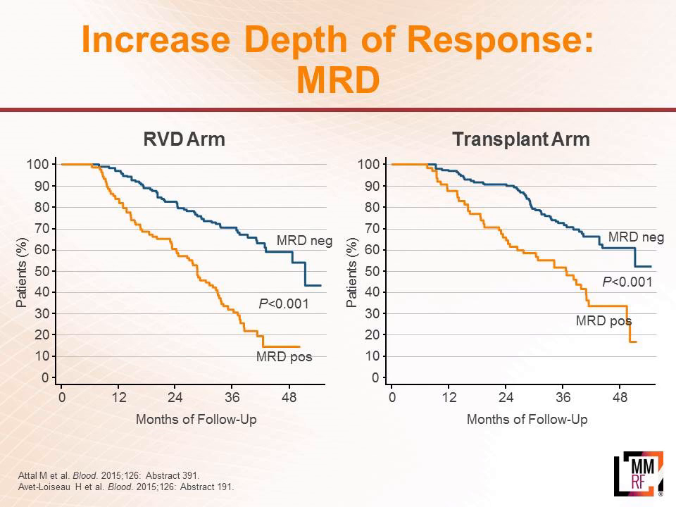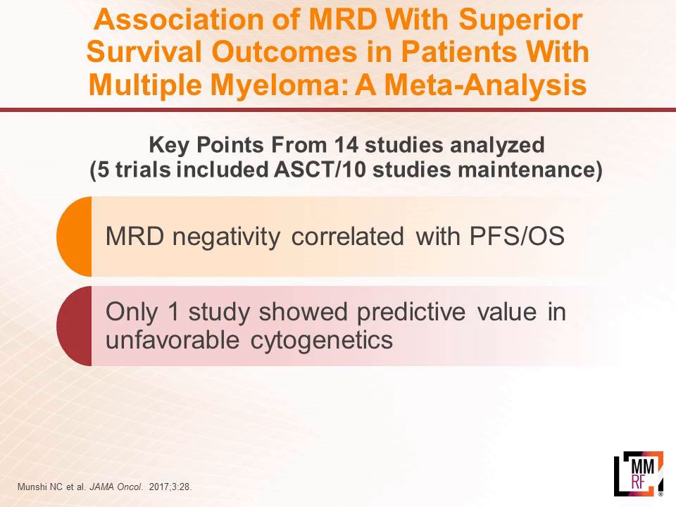And so the key question, obviously, is can we predict this even before going on to treatments? Not yet. But what we've seen, in the meta-analysis, meaning many of the studies put together, there were 14 studies that were analyzed, including 5 that had transplant, 10 that included maintenance. And consistently, we see that MRD negativity correlated with both the duration of remission, so-called progression-free survival, and overall survival, which is how long people lived. But the important thing is that only one study showed predictive value in unfavorable cytogenetics.